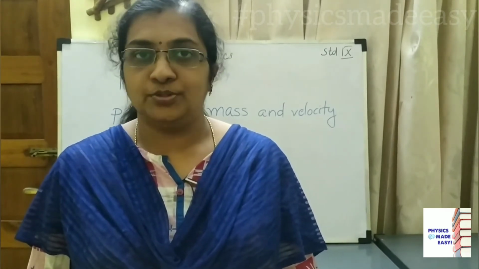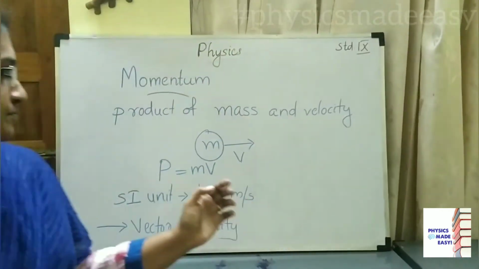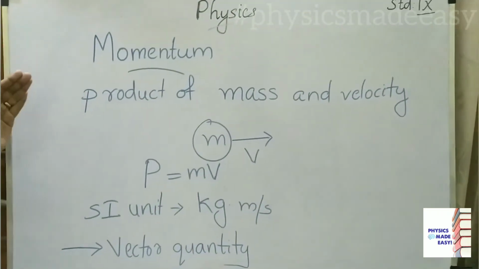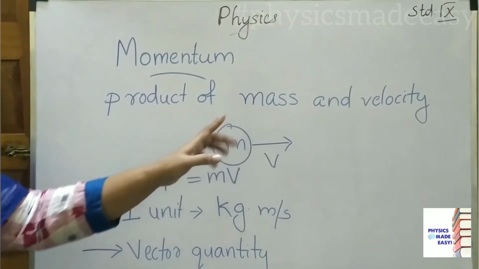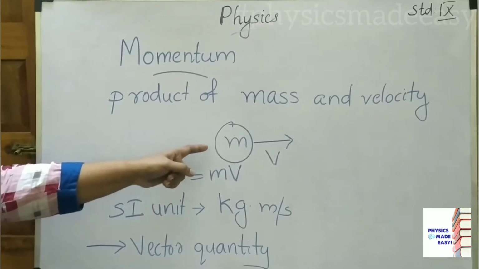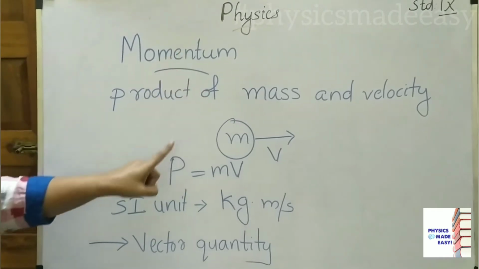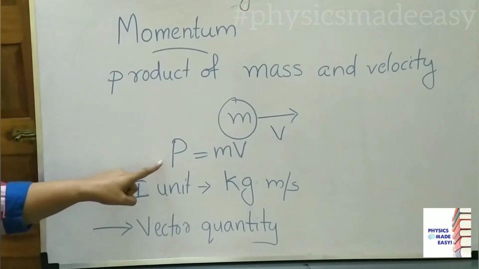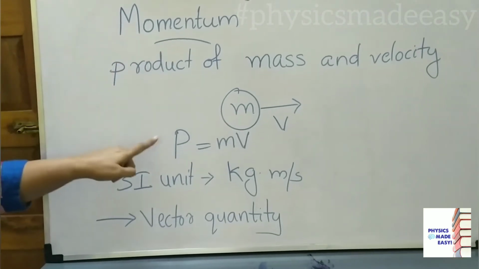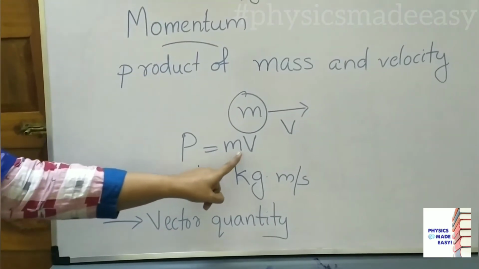Children, before going to that, you have to know a new term, that is momentum. Let us see what is momentum. Here you can see momentum, that is defined as the product of mass and velocity. Consider an object having mass m moving with velocity v. We can write its momentum as m into v. We can use the letter P to represent momentum. So we can write an equation for this momentum. P is equal to m into v.